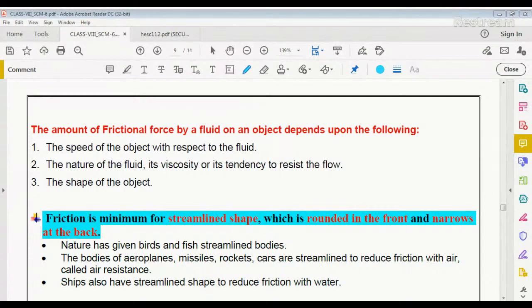From nature, of course. Birds and fishes have to move in fluids all the time. Their bodies must have evolved to shapes which make them lose less energy in overcoming friction. We have also read about these shapes in our previous classes. Now, what we need to do is look very carefully at this.